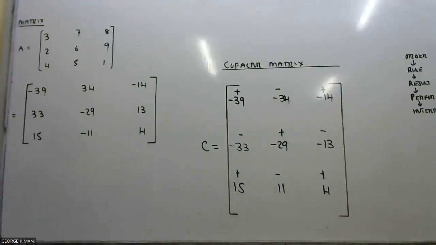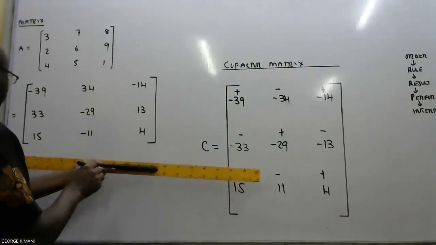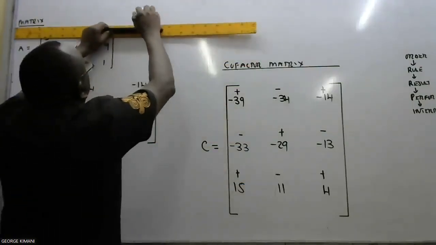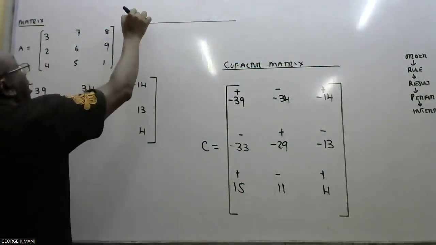The next step, that was step number 2. The third step is called determinant. Let me write it here. Determinant.